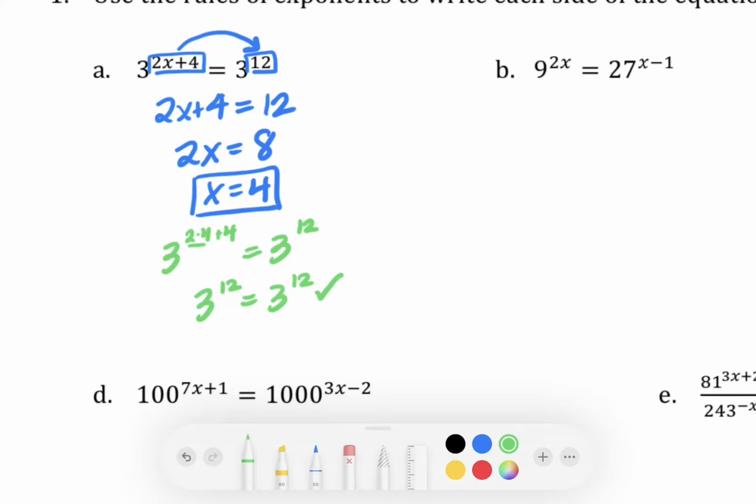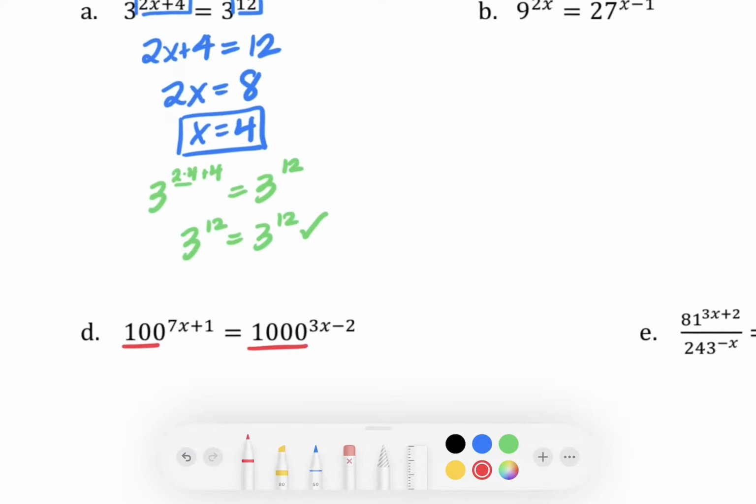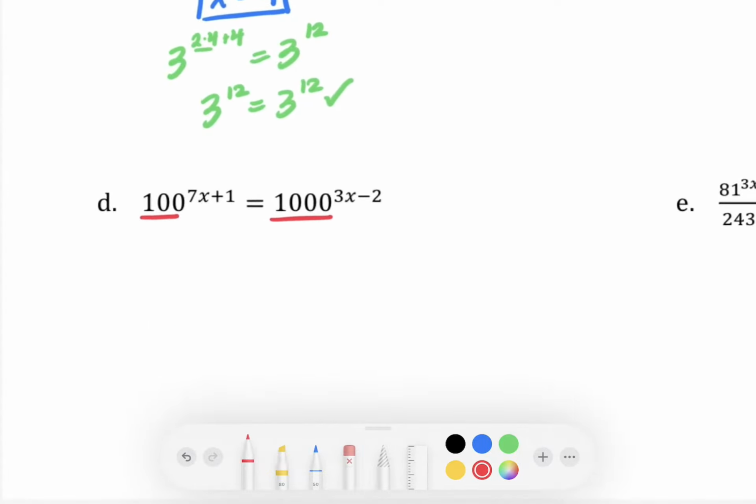Okay, that works really nicely when we have the same base on either side. But what if we don't have the same base on either side? What if we have two different bases like we see right here? 100 and 1,000. These numbers feel really similar to me. They feel almost like the same number because they have the same base number. What is that base number? 10. So if I can rewrite these both as 10 to some power, the same way the above problem was 3 to some power, I should be good to go.